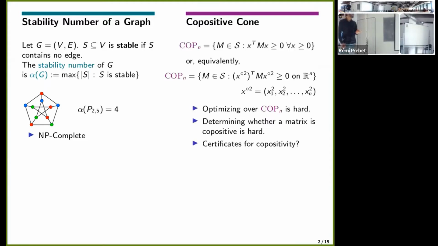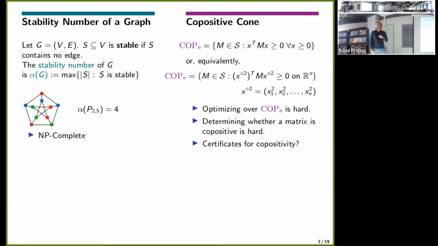On the other hand, the copositive cone is the set of symmetric matrices M such that the form x transpose M x is non-negative for non-negative vectors. Here, non-negative vector means entry-wise non-negative. We can formulate it equivalently in a second way: the copositive cone is also the set of symmetric matrices such that the polynomial x squared transpose M x squared is non-negative on R^n, where x squared is the vector of squares of the variables. Basically, in the second definition, we are encoding the non-negativity of the variables into the variables.